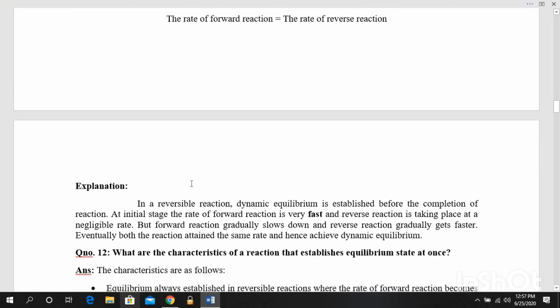We can further explain that in a reversible reaction, dynamic equilibrium is established before the completion of the reaction. At the initial stage, the rate of forward reaction is very fast and the reverse reaction is taking place at a negligible rate. But the forward reaction gradually slows down and the reverse reaction gradually gets faster. Eventually, both reactions attain the same rate and hence achieve dynamic equilibrium.